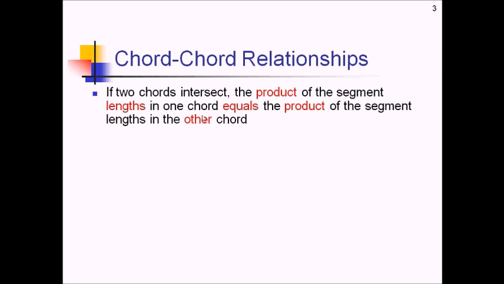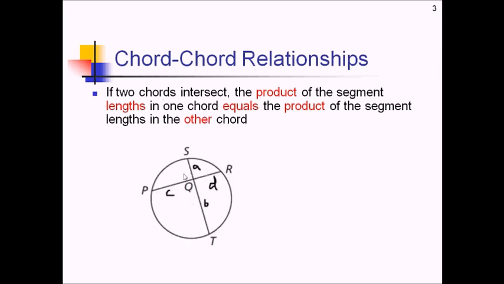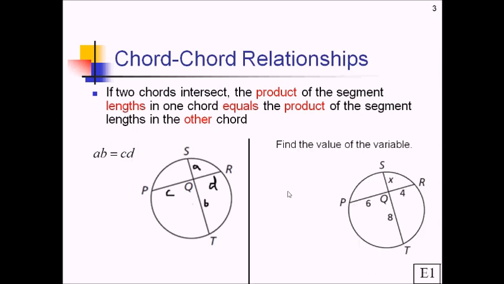Let's say we have two chords intersecting each other. If two chords intersect, like in this diagram below, the product of the segment lengths in one chord, so for example A times B, is going to equal the product of the segment lengths in the other chord, in this case C times D. So you can say A times B equals C times D, and if you're missing one of these pieces but you have the others, you can solve for the missing piece. So try out this example on your own, pause the video and give it a shot.